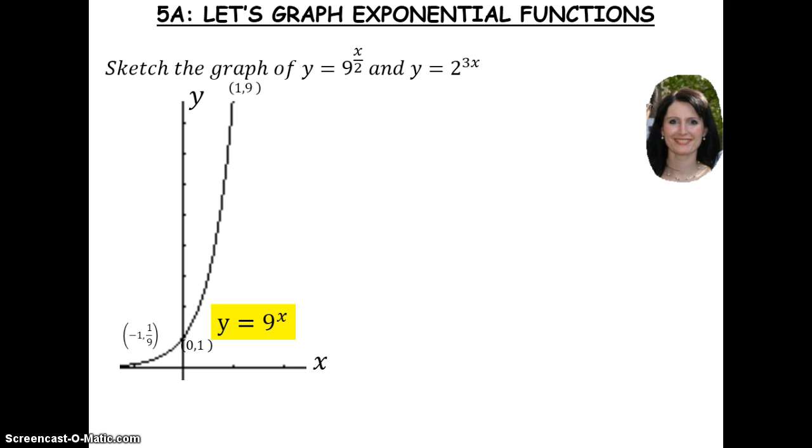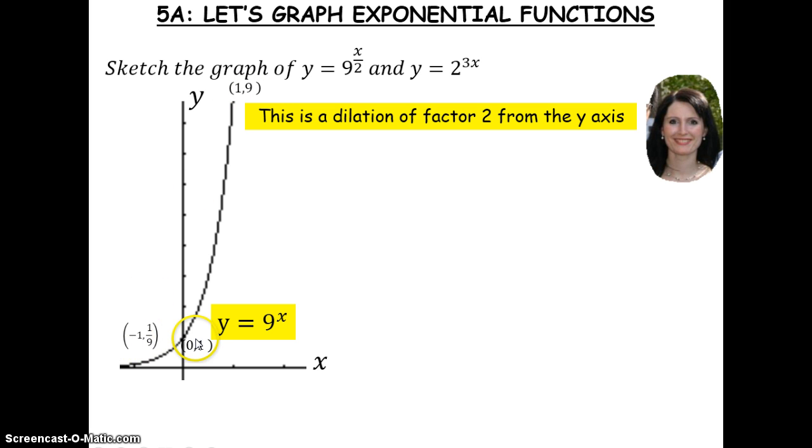Let's try these ones here. So the first one we'll do is y equals 9 to the power of x on 2. So here's y equals 9 to the power of x, and here are some points, negative 1 and a ninth, 0 and 1, and 1 and 9. So notice I try and put negative 1, 0 and 1 for the points.